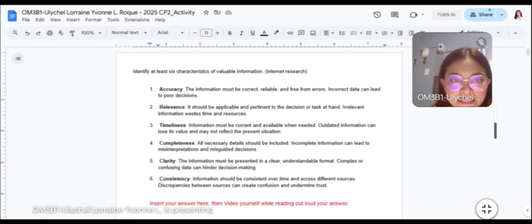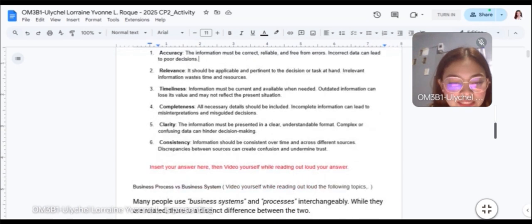Identify at least 6 characteristics of valuable information. First, accuracy. The information must be correct, reliable, and free from errors. Incorrect data can lead to poor decisions. Second, relevance. It should be applicable and pertinent to the decision or task at hand. Irrelevant information wastes time and resources.